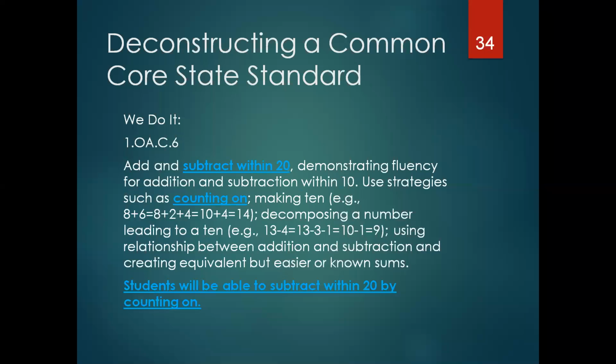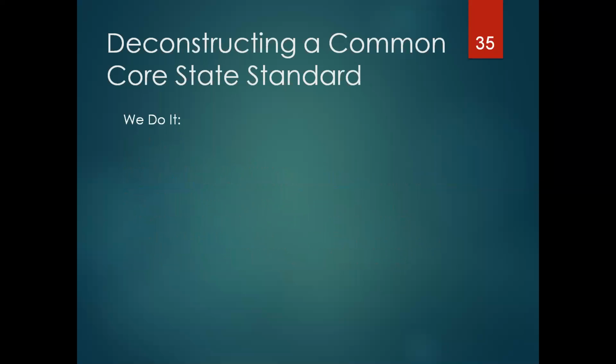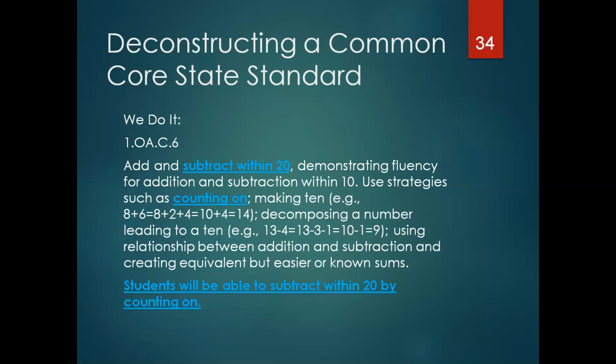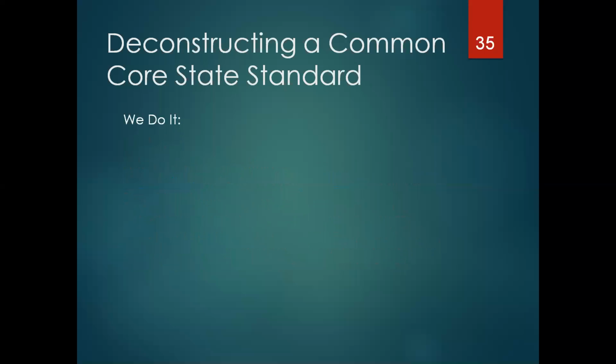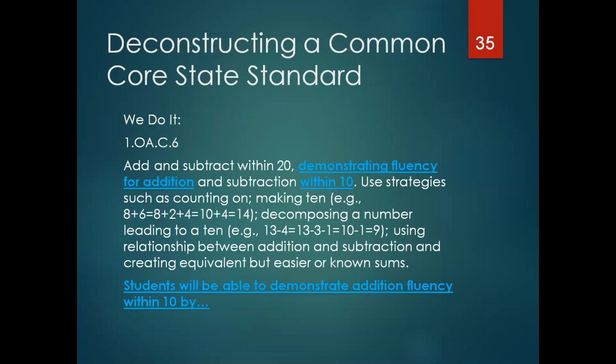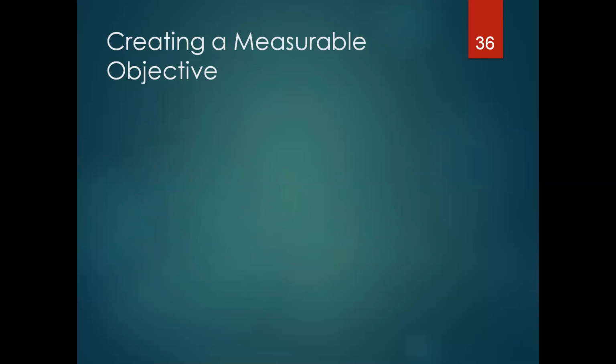That's super important. If you don't have a by statement, your students will be able to subtract within 20. Now you can't measure whether or not they can do it, right? Well, how do you know they're going to be able to subtract within 20? Oh, by counting on. So when you write an objective, you always want to make sure you have a by statement. And that's going to be how you measure that objective and how you know whether or not students have learned it. So the difference between an objective and a measurable objective, just what I said.